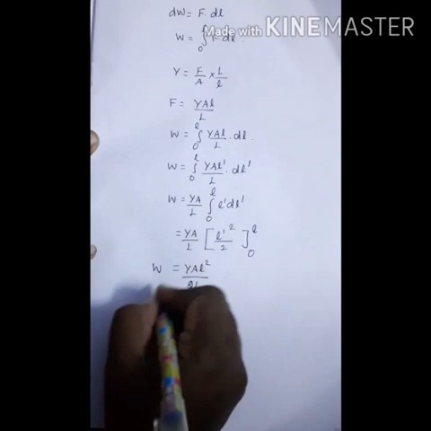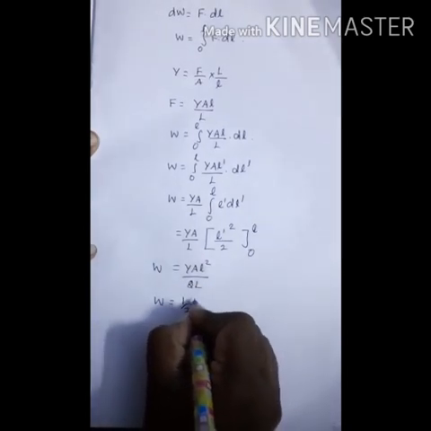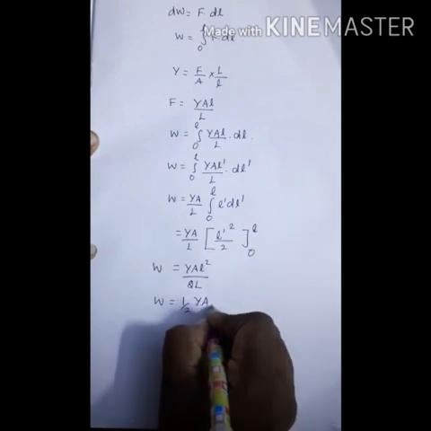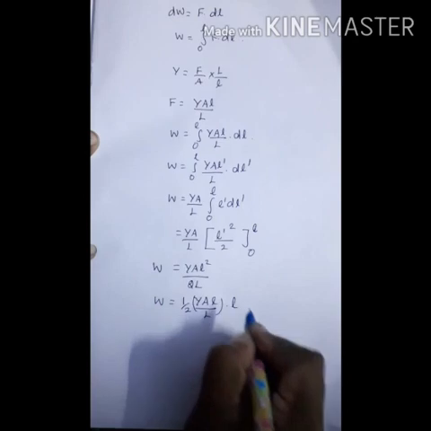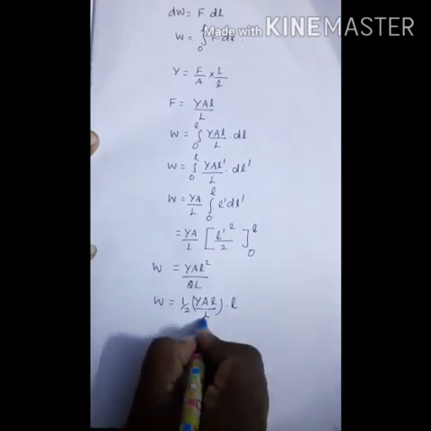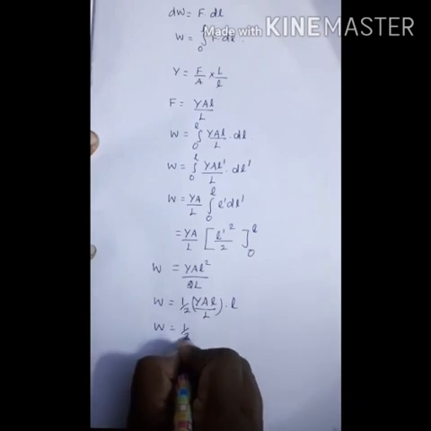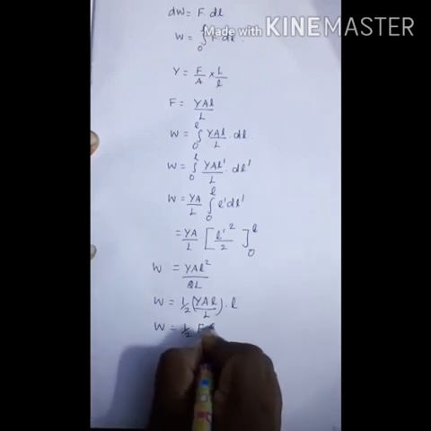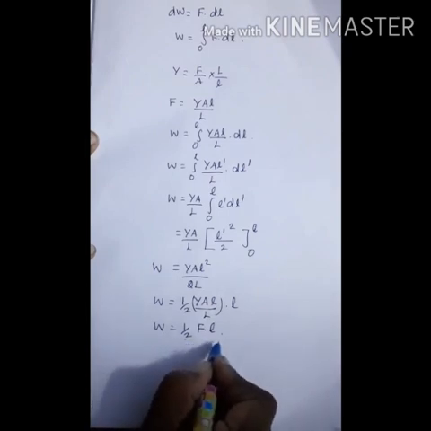Therefore, we arrange this equation. W is equal to 1 by 2 YA l by capital L into l. YA l by L is equal to F. Therefore, W is equal to 1 by 2 F into l. This is the elastic potential energy.